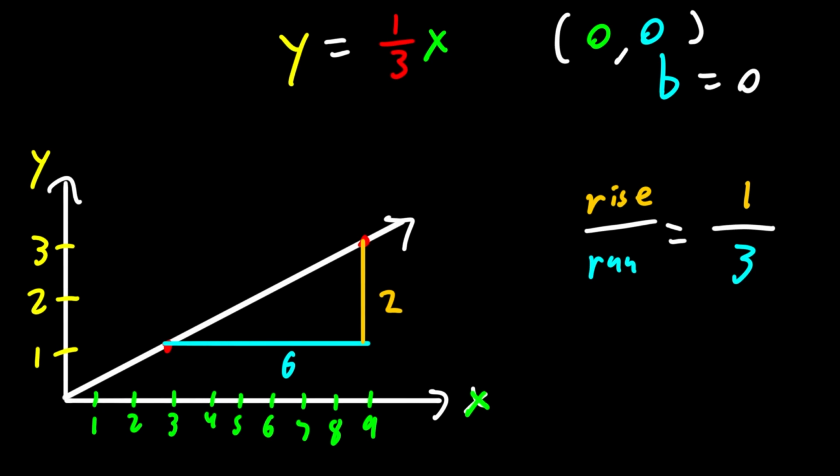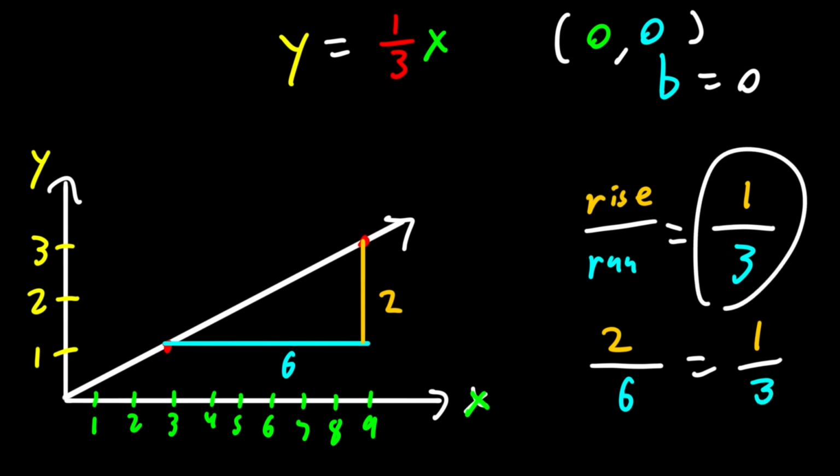So the rise over run in this case is going to be 2 over 6. It's going to rise 2 units and it's going to run 6 units. And we can simplify this to 1 over 3. Since these match, we know we graphed it correctly.